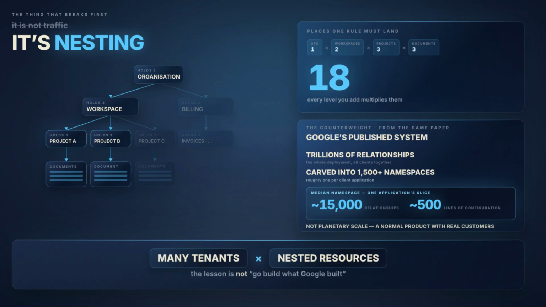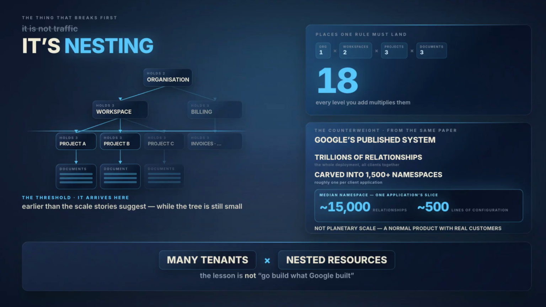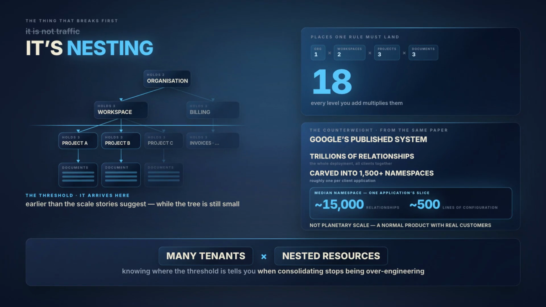So the lesson isn't go build what Google built. It's that the threshold arrives much earlier than the scale stories suggest. And knowing where it is tells you when consolidating stops being over-engineering.